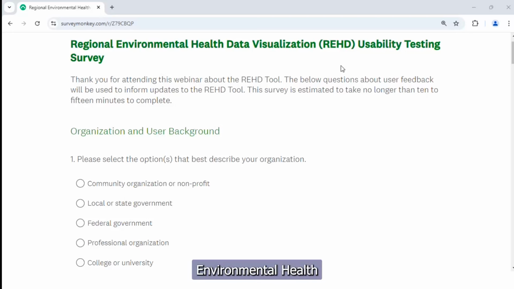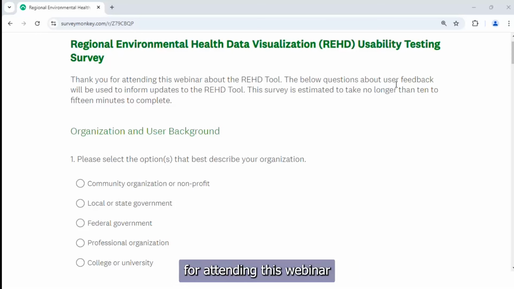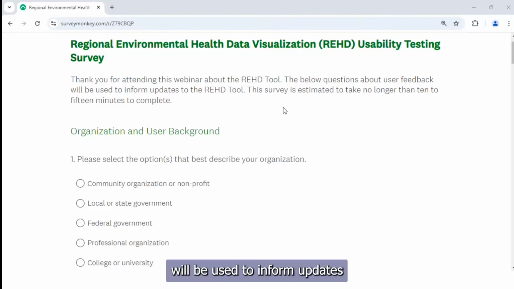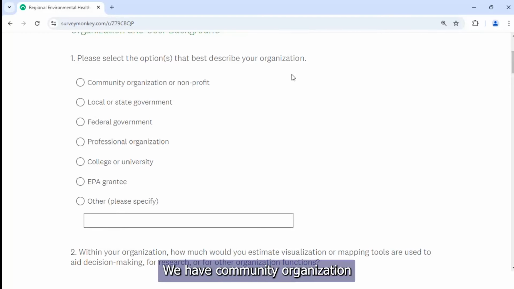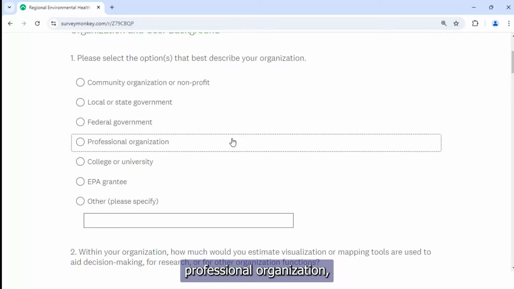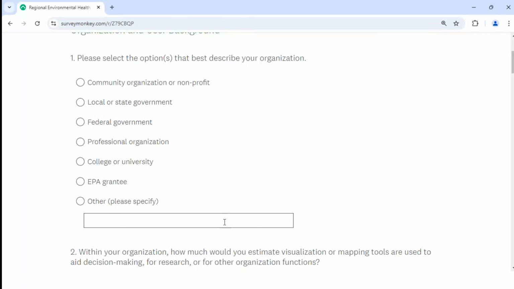So this is our Regional Environmental Health Data Visualization, or RED, Usability Testing Survey. So first of all, we want to thank you for attending this webinar about the RED tool. The below questions about user feedback will be used to inform updates to the RED tool. The survey is estimated to take no longer than 10 to 15 minutes to complete. So the first section is the organization and the user background. And question 1 is, please select the options that best describe your organization. We have community organization or nonprofit, local or state government, federal government, professional organization, college or university, or EPA grantee or other, and please specify.